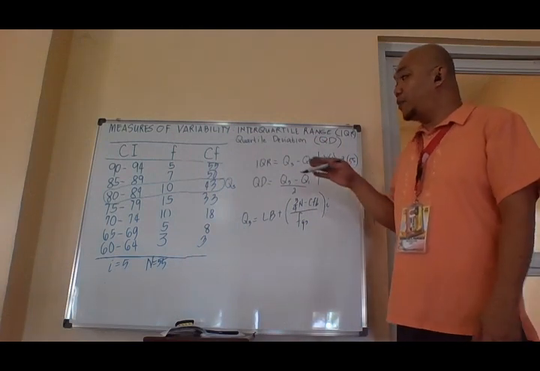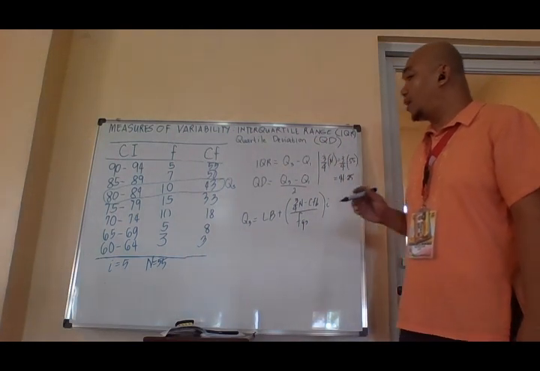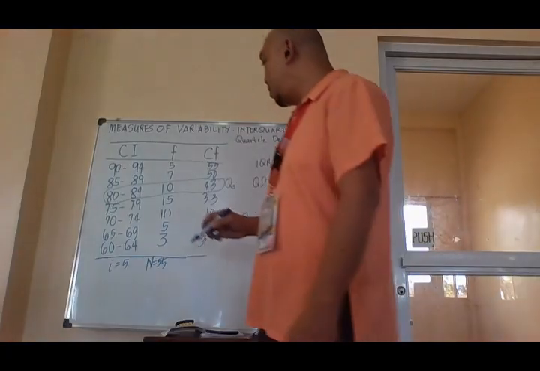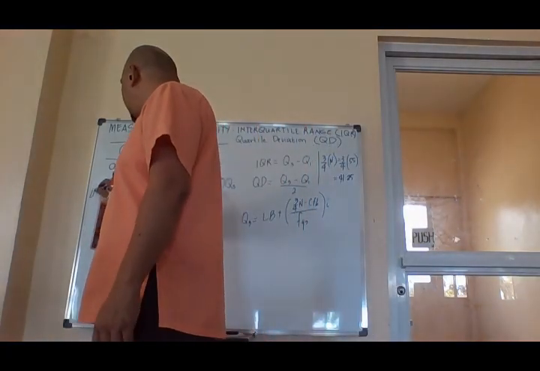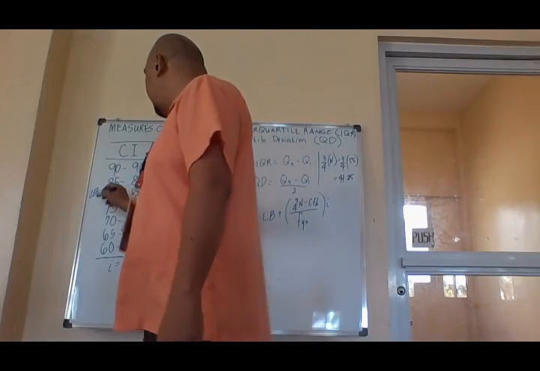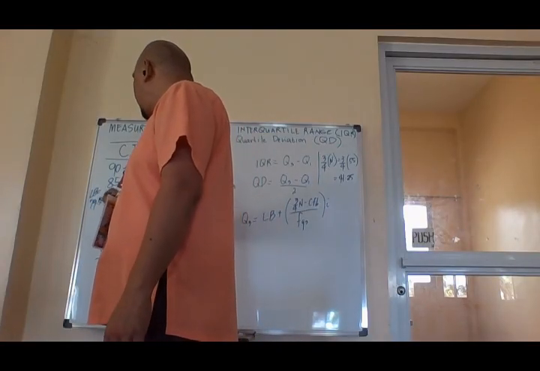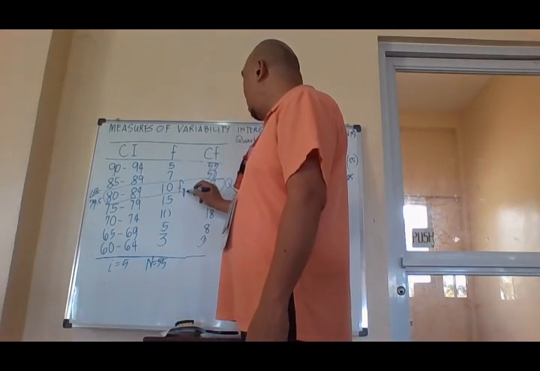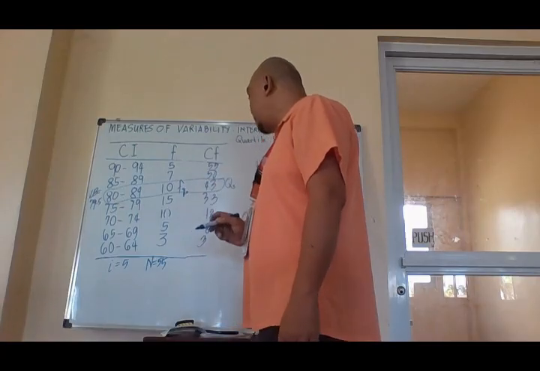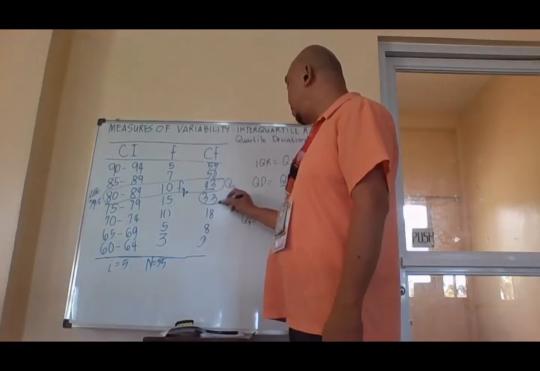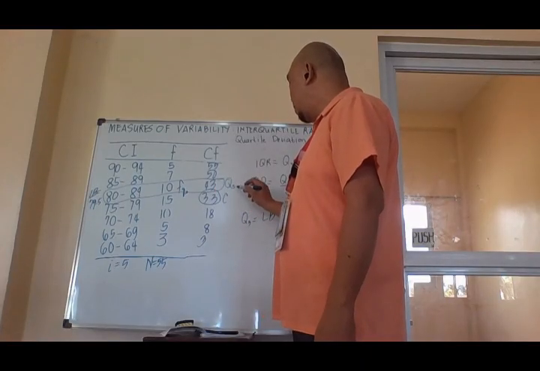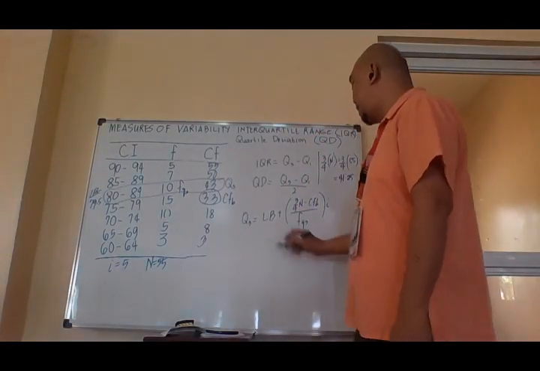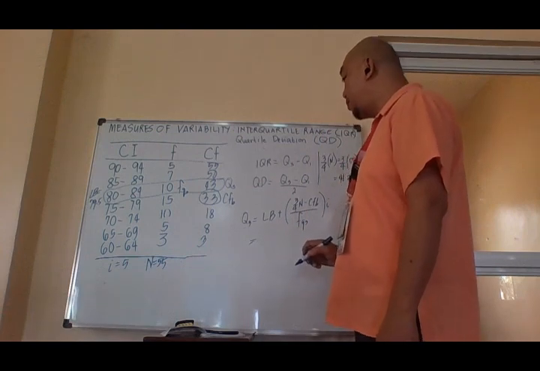And since we found already the third quartile class, all we have to do next is to identify the other given values. So we have the lower boundary, which is equal to 79.5. We have here the frequency of the third quartile class, which is 10, and then 33 as the cumulative frequency before the third quartile class. Now we are ready for substitution.